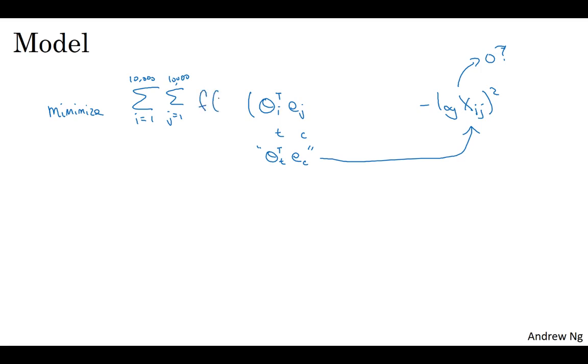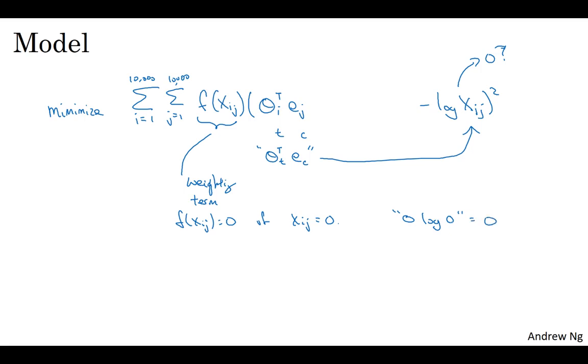And so what we're going to do is add an extra weighting term. So this is going to be a weighting term, and this will be equal to 0 if X_ij is equal to 0. And we're going to use the convention that 0 log 0 is equal to 0. So what this means is that if X_ij is equal to 0, just don't bother to sum over that X_ij pair, so then this log of 0 term is not relevant. This means the sum is a sum only over the pairs of words that have co-occurred at least once in that context-target relationship.